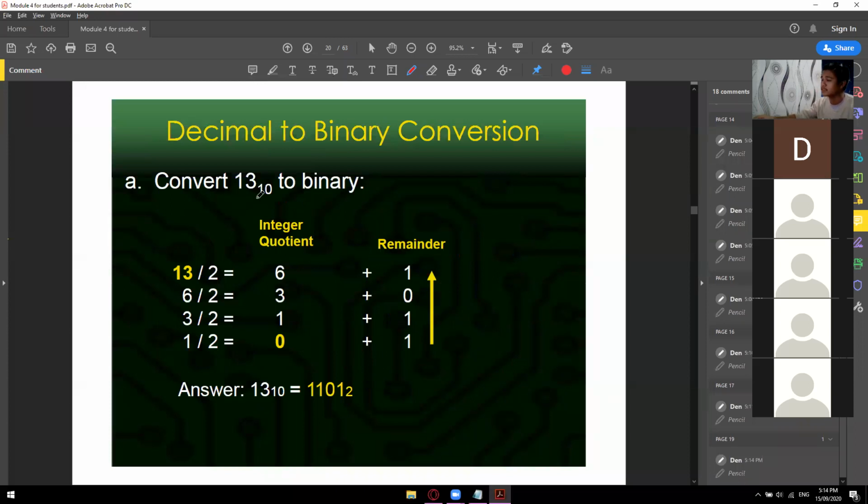Okay, so we have a decimal and then it is asking us to convert this to binary. So 13 divided by 2. So saan natin nakuha yung 2? Dito sa pagko-convert na natin. Okay? So nakadepende yung divisor natin sa gusto nating pag-convertan na representation of numbers.